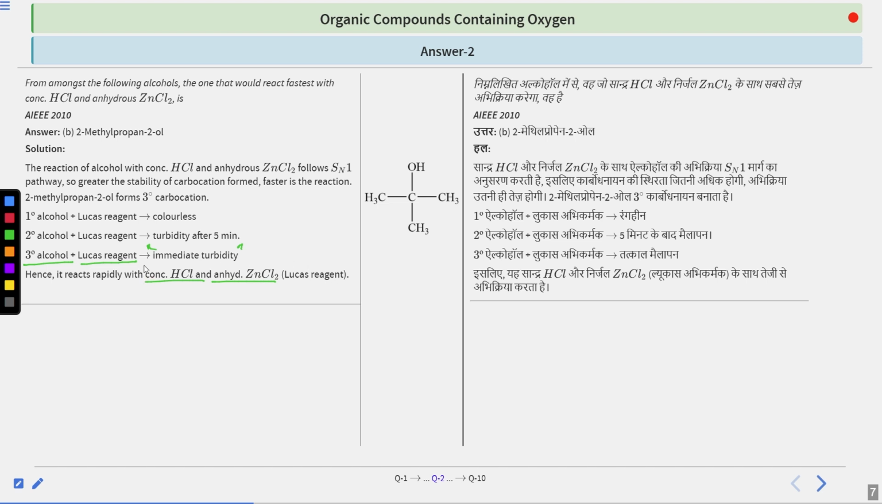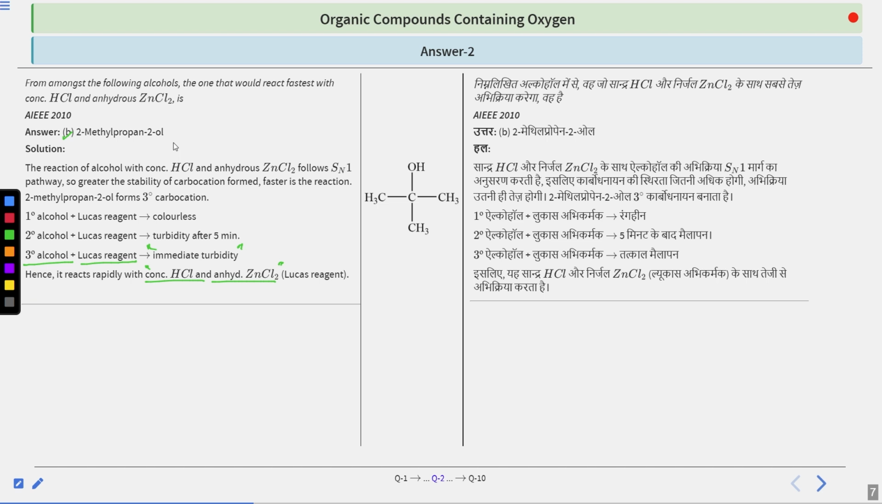Okay, this is the composition of Lucas reagent: concentrated HCl plus anhydrous zinc chloride is Lucas reagent. So tertiary alcohol reacts fastest with Lucas reagent, and that is why we have our correct option as option B, that is 2-methylpropane-2-ol, which forms the most stable tertiary carbocation. Okay, so from the given options, we have one alcohol which is a tertiary alcohol, which forms a tertiary carbocation, which will react faster, which will be 2-methylpropane-2-ol.